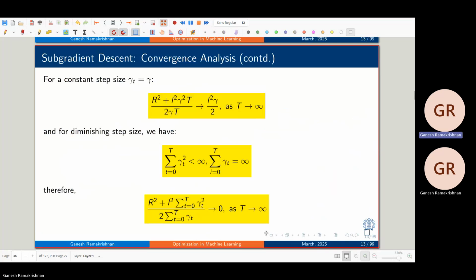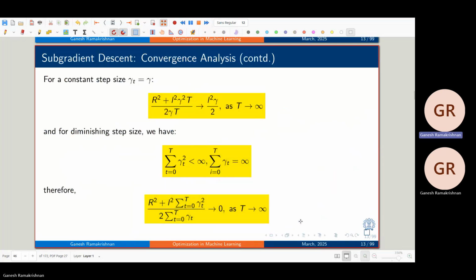Okay. So if you have this condition, you should ideally also put the summation of gamma t square is less than infinity, finite. That is also required. But our emphasis was a little bit on the second constraint, the summation of gamma t to diverge.